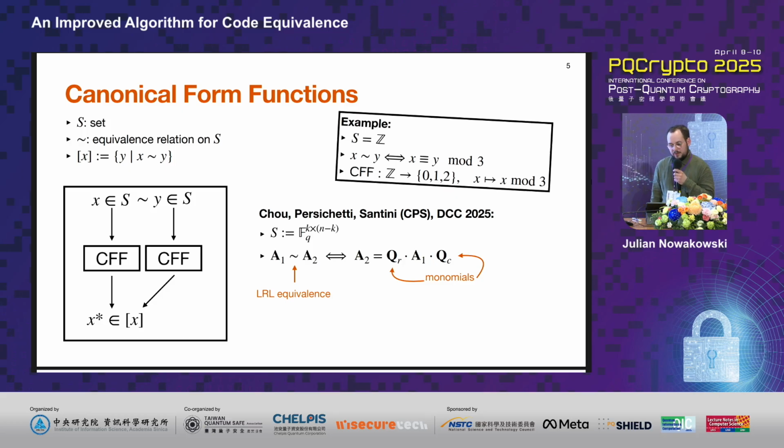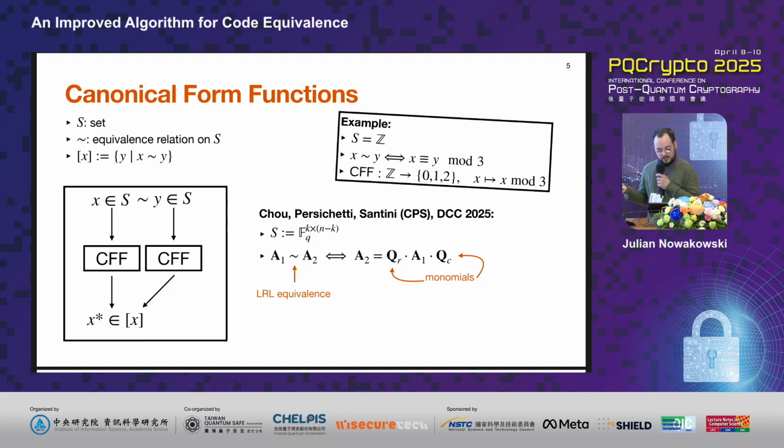Now, in their paper, CPS studied this equivalence relation in the context of the LESS signature scheme. But initially, their goal was not a cryptanalysis; in fact, they just tried to make the LESS signature scheme more compact, like they tried to reduce the signature size. And they showed that if we had a canonical form function for this type of equivalence relation, then you could drastically reduce signature size in LESS.